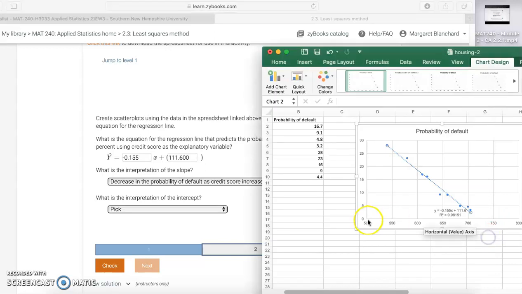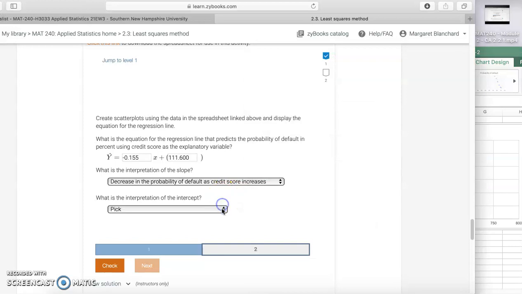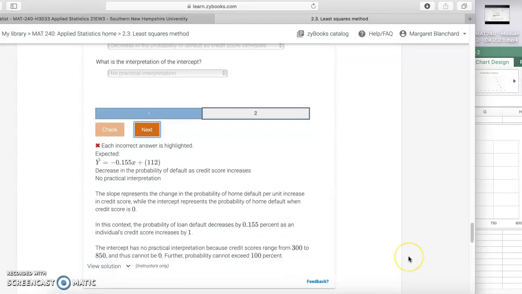And then what is the interpretation of the intercept? Now, just like we talked about earlier, the intercept is when your x is equal to 0. What does it tell you? Sometimes this is a great baseline depending on the variables you're looking at. But in this case, there's no x equals 0 because that's not a possible FICO score. So it does not make sense to interpret that. There's no practical interpretation.